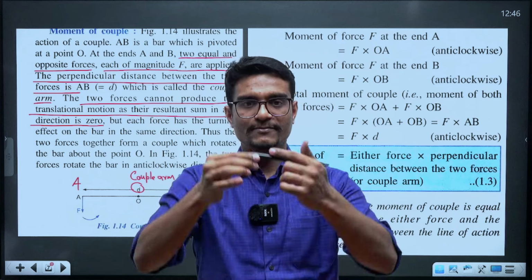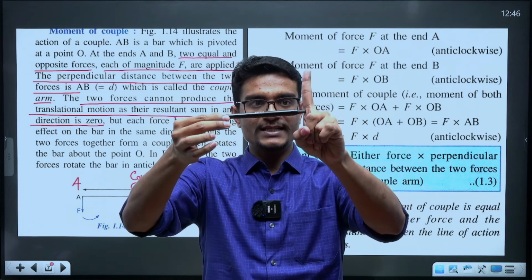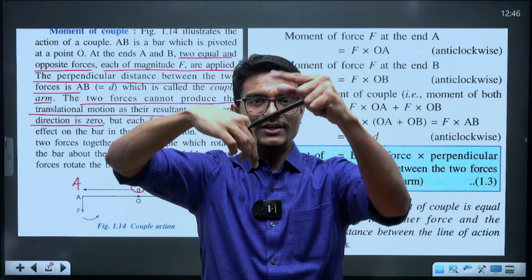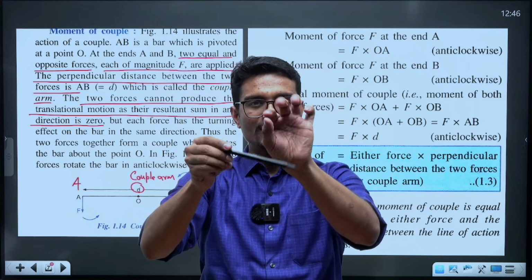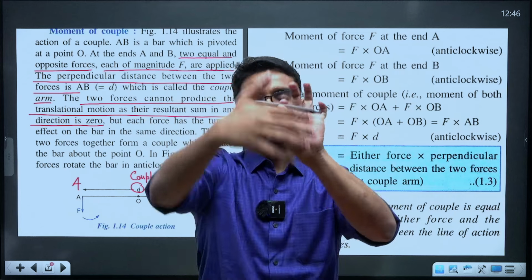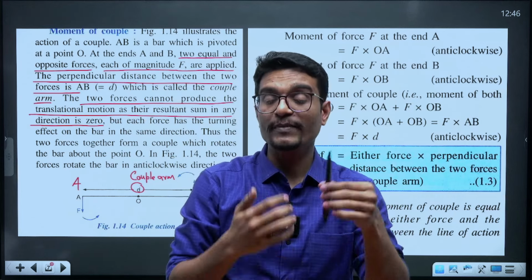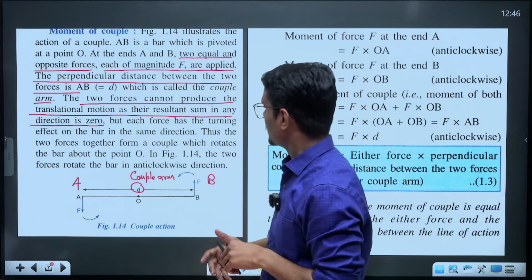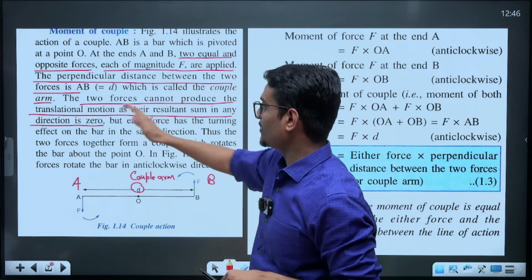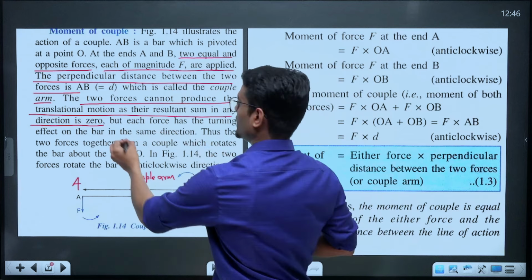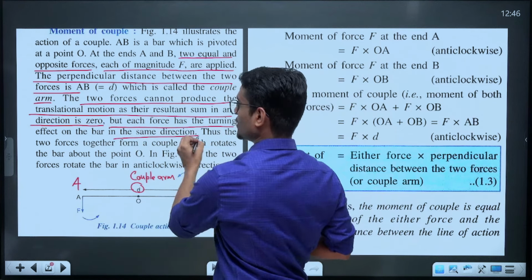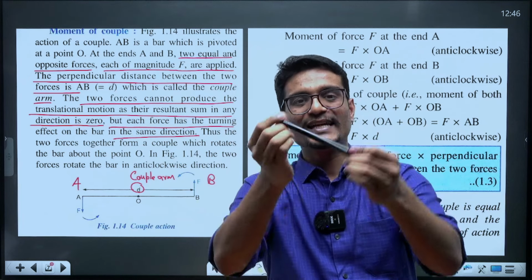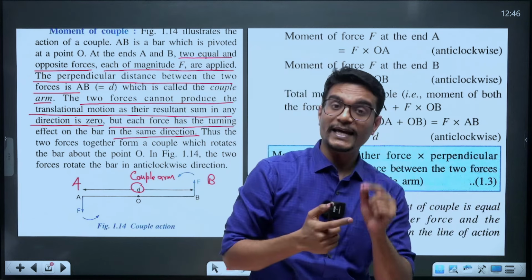See, if I apply a force in this direction, another force in this direction, the body will rotate at the same point, about one point. The entire body is not going to move from its position. The center is going to remain stationary. But each force has a turning effect on the bar in the same direction. Even though there is no translation motion, there is a turning effect.